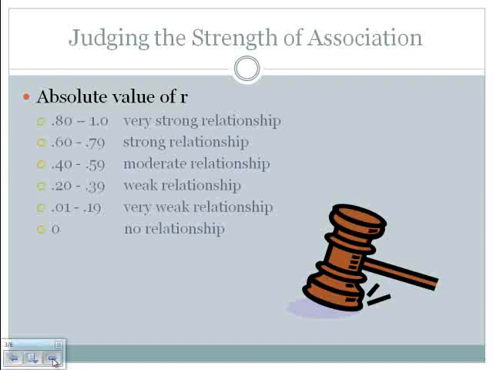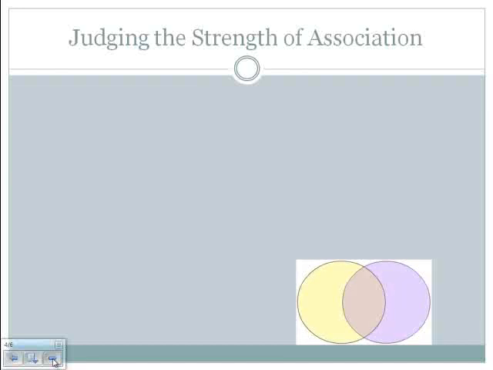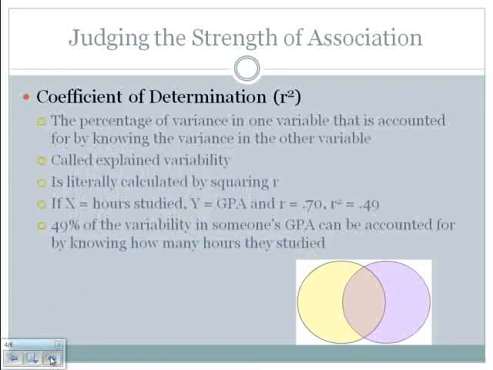Now these last two interpretations are kind of interesting. The first one is something called the coefficient of determination, and you can see the symbol there is R squared. And then you can see a graphical display down here at the bottom. By definition, the coefficient of determination is the percentage of variance in one variable that is accounted for by knowing the variance in the other variable. This is called the explained variability. Mathematically, it is literally you take your R and you square it.